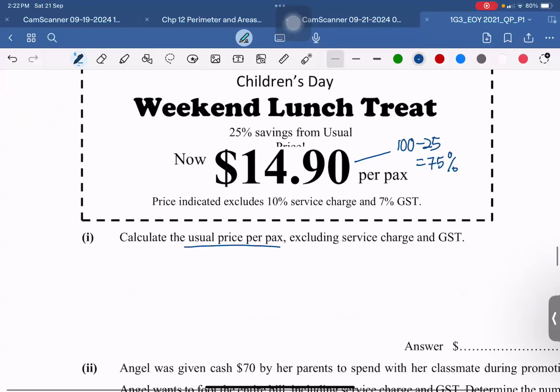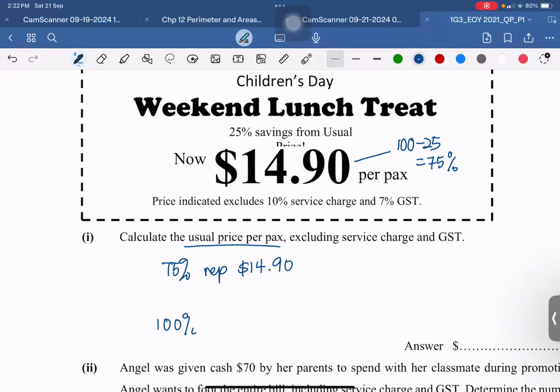So 75% represents the $14.90. How am I going to find 100%? What do I need to find first? So how do I find this number? I divide by, how do we know which one is 100?